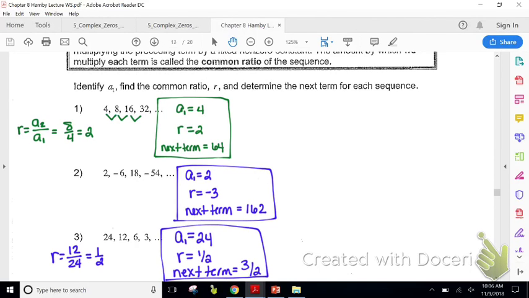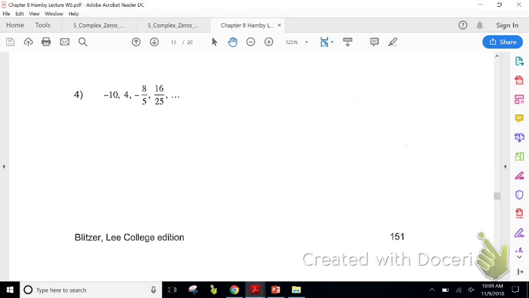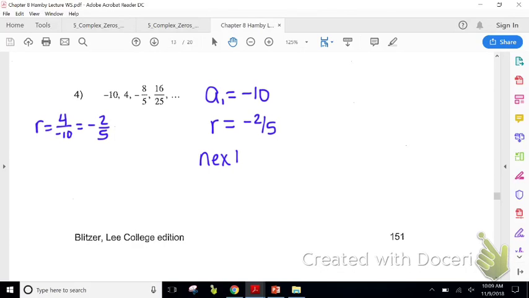Since y'all are so smart, let's do number 4. Anybody need that up longer? All right, so number 4, what is my first term? What is my common ratio? Yeah, remember, it's the second term divided by the first term. So -2/5. And then what is my next term? Well, it's going to be that 16/25 times that common ratio, right? So what's that? -32/125? And I don't think that reduces.